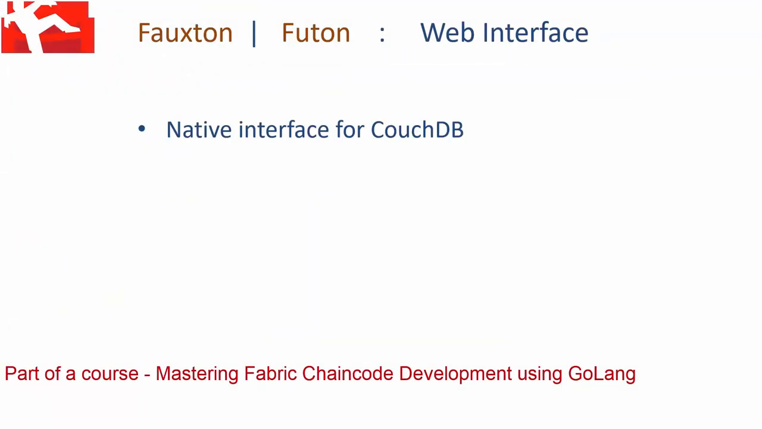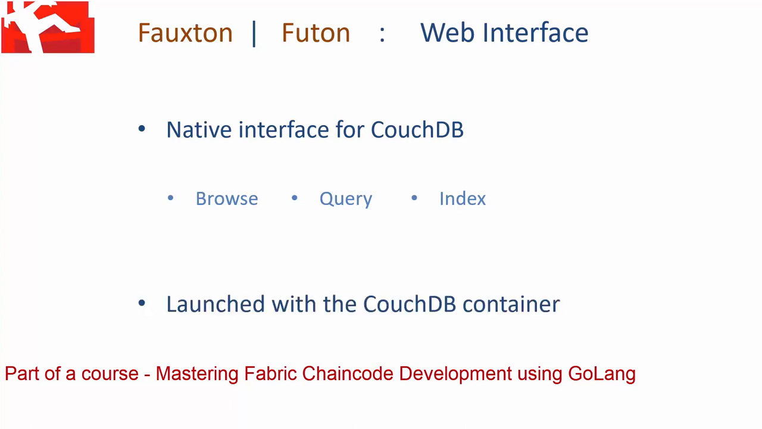CouchDB provides a native web interface that can be used for browsing the data, for querying the data, for managing indexes, and carrying out other activities. This web interface is launched as part of the CouchDB container or server. You don't have to launch a separate web application for it.